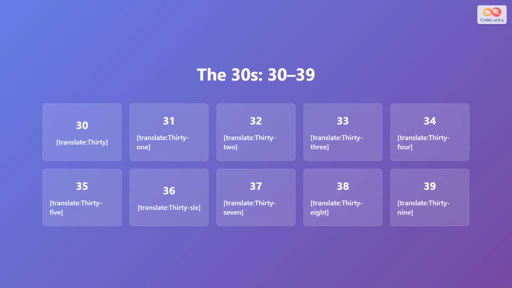Now we move to the 30s. We have 30, 31, 32, 33, 34, 35, 36, 37, 38, and 39. The same pattern continues here. We say 30 first, then add the single digit. For instance, 37 means 30 plus 7. Keep practicing this pattern.